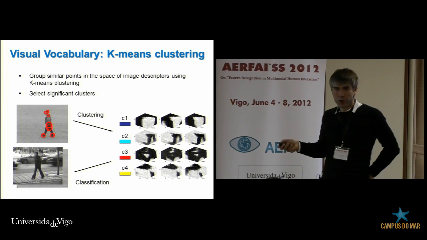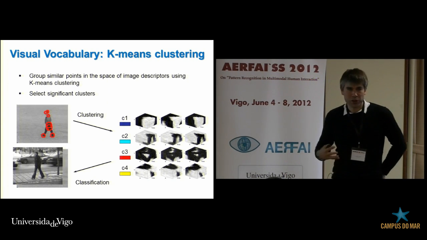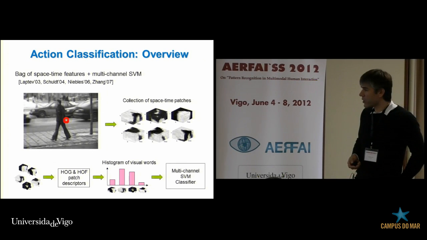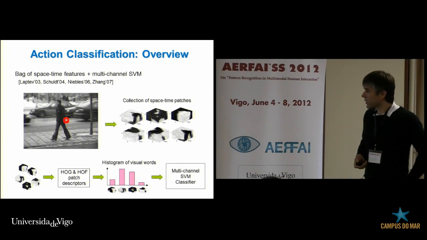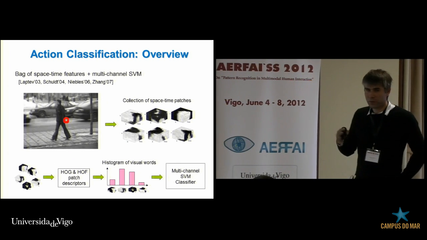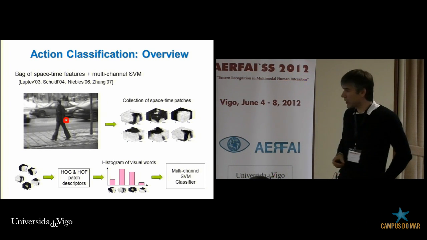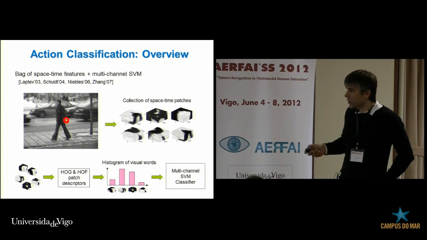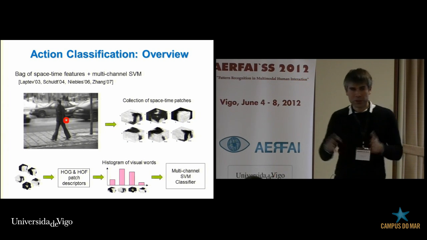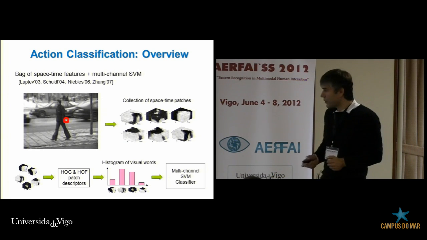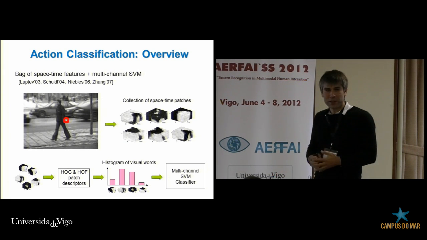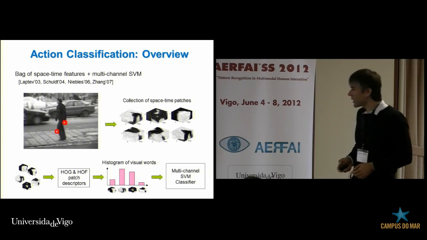So here are just 4 clusters, but usually it's much larger. Typically for classification tasks, we use about 1,000 or up to 10,000 visual words. Around 5,000, it stops changing much. Then you just count the number of patches of each type in the video, which gives a histogram. A histogram is a fixed length description vector which you can feed into your favorite classifier and get the classification result. So that's the pipeline.